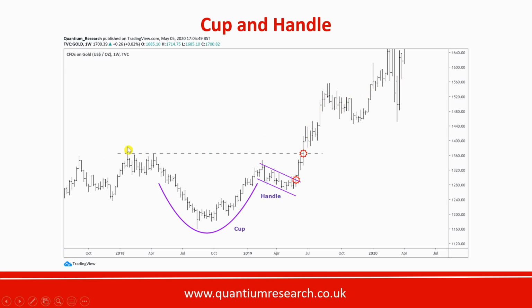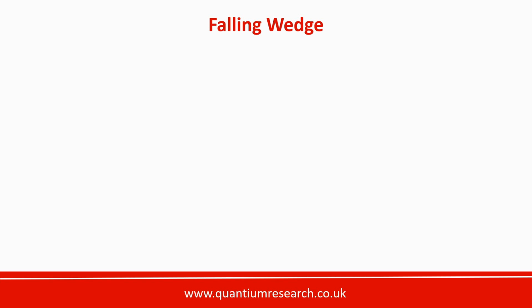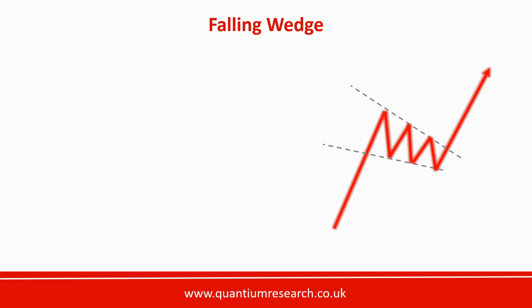You can see the price breaks out above this prior resistance. You've got a decent bit of upside and a little amount of risk if you were to open a position here. A falling wedge is intrinsically a bullish chart pattern, as shown here.